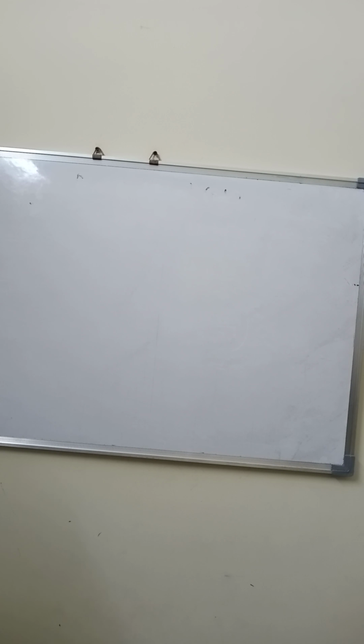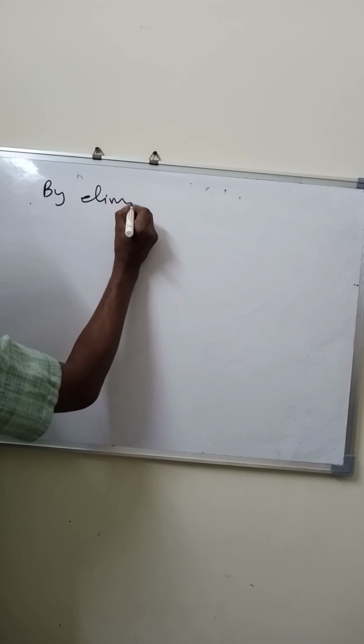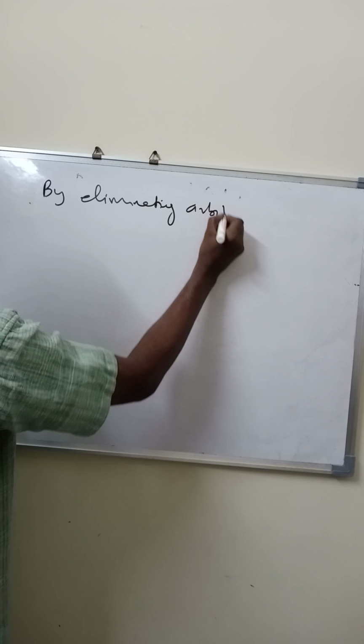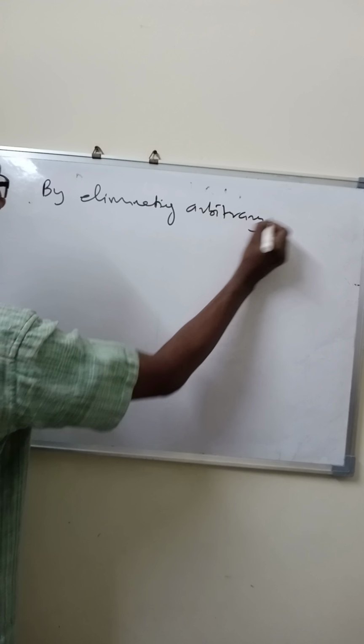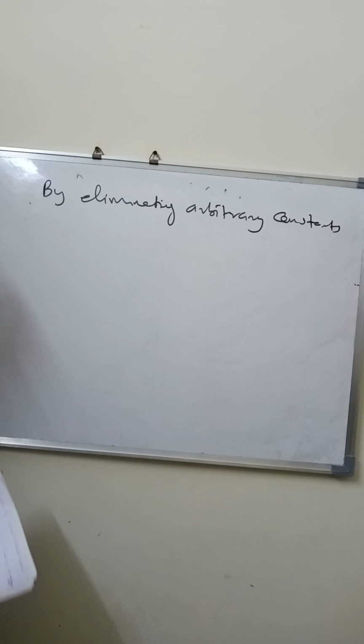Next is formation of partial differential equation. A partial differential equation is formed by two methods. The first method is by eliminating arbitrary constants. The second one is by eliminating arbitrary functions. First one, by eliminating arbitrary constants.